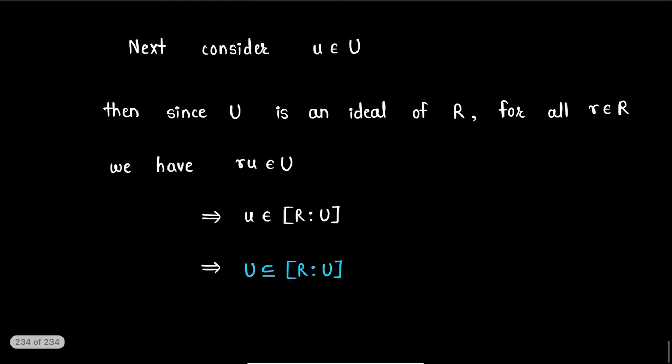Now next, consider some element, say u, from ideal U. Since U is an ideal of ring R, for all elements r from ring R, we have ru will again be some element of ideal U, and so by definition this u will be an element of this set. Now since u is some arbitrary element of ideal U, and we get here that u is an element of this set, therefore U is contained in the set (R : U), and this proves our result.